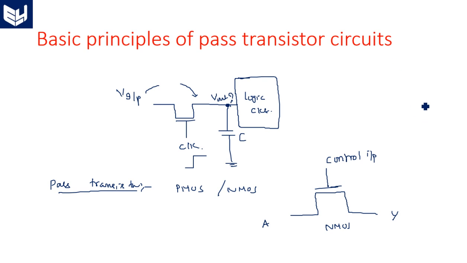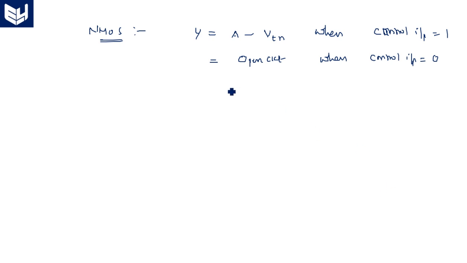So when control input is equal to 1, the transistor is in on state. This on transistor makes a voltage drop across it, which is nothing but the threshold voltage of this MOS transistor. Then Y is equal to the input voltage A minus this drop. This is the main condition we have to understand. When the pass transistor is in on state, definitely there is a voltage drop across it.